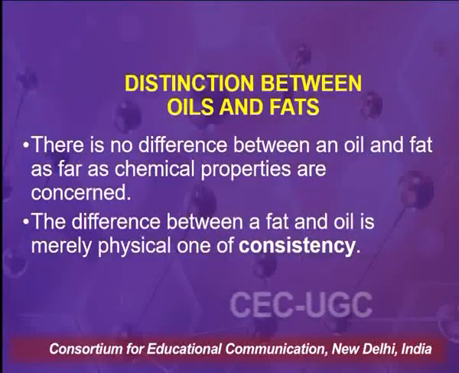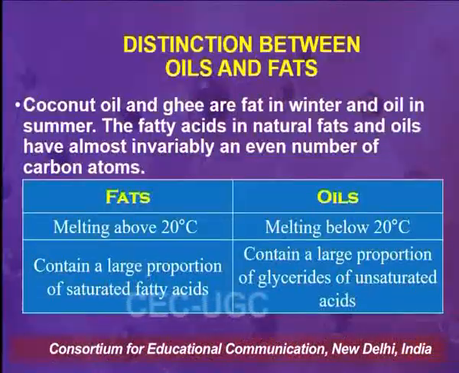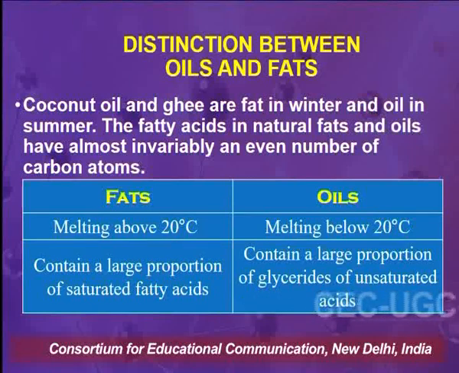Now talking about the distinction between oils and fats. There is no difference between an oil and fat as far as the chemical properties are concerned. The difference between a fat and oil is merely physical, that is of consistency. Coconut oil and ghee are fat in winter, that we all observe, and oil in summer. The fatty acids in natural fats and oils have almost invariably an even number of carbon atoms. Now seeing the table, it shows the difference between the fats and oils. The fats melt above 20 degrees centigrade, whereas oils have a melting point below 20 degrees centigrade.